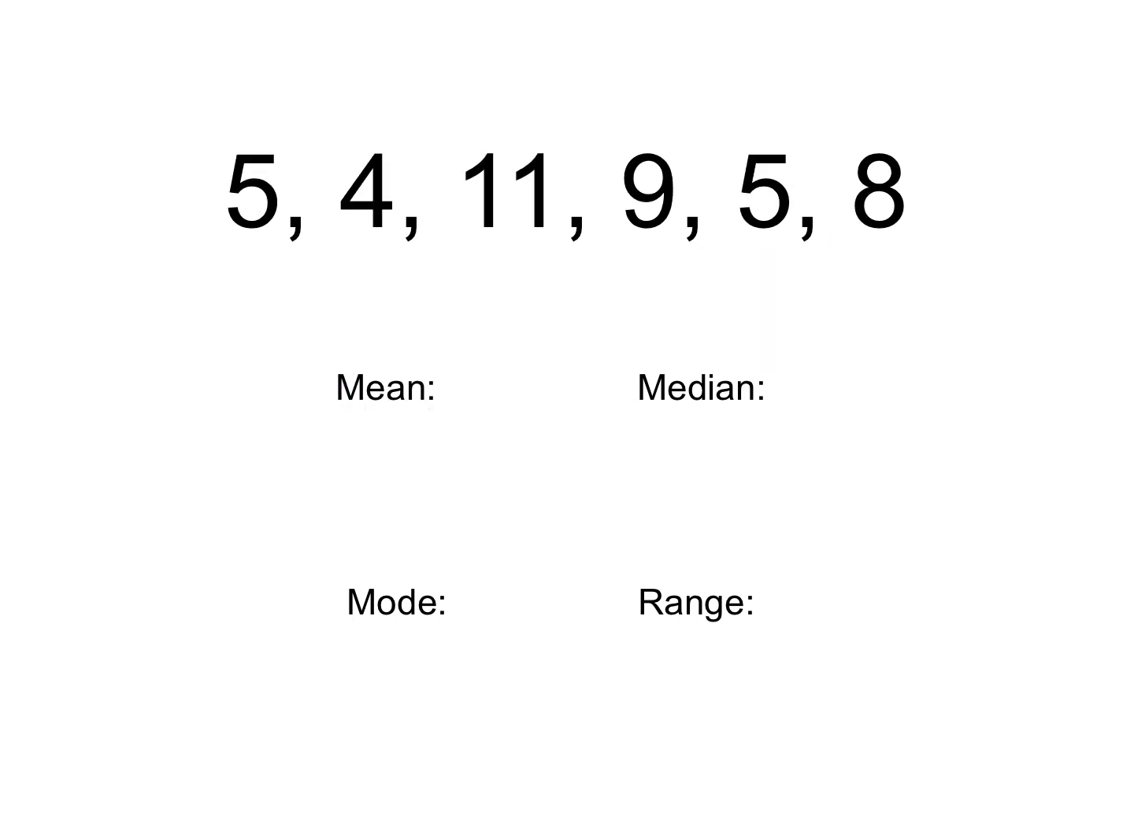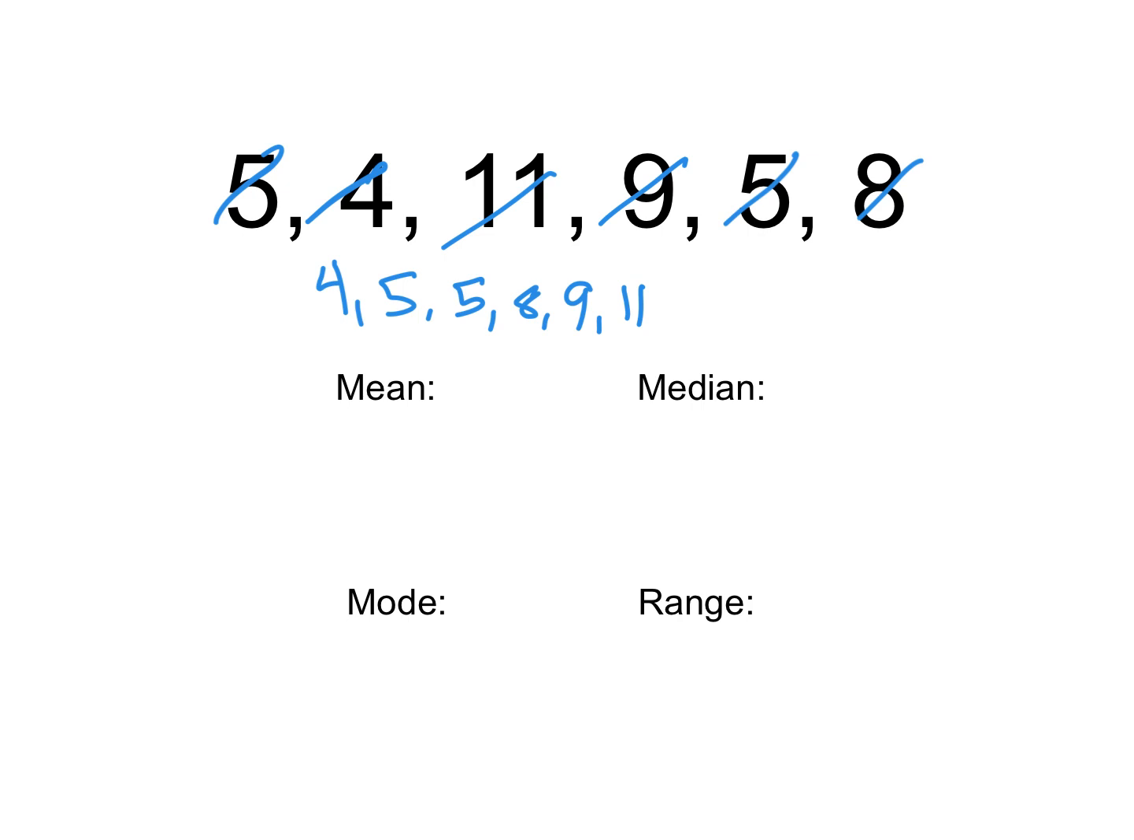All right, one more example of that. This one's a little bit different. So step 1, put them in order from smallest to largest: 4, 5, 5, 8, 9, and 11. Okay? Second step.